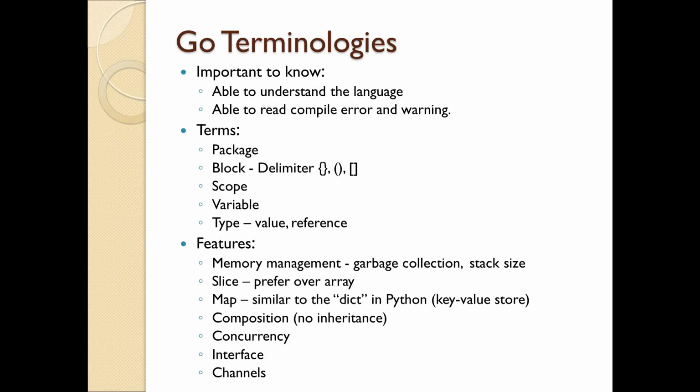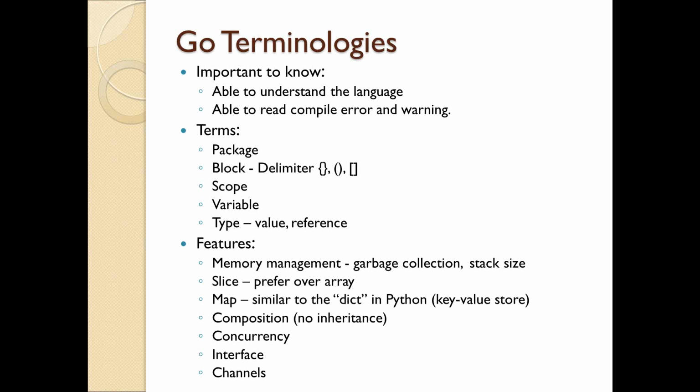Some of the important features highlighted here, again, we touch on, is memory management. Slice is a preferred way than an array. It's a dynamic array, and we will look into this when we go to the demo. And for map, it's similar to the dictionary or dict in Python. It's a key value store.